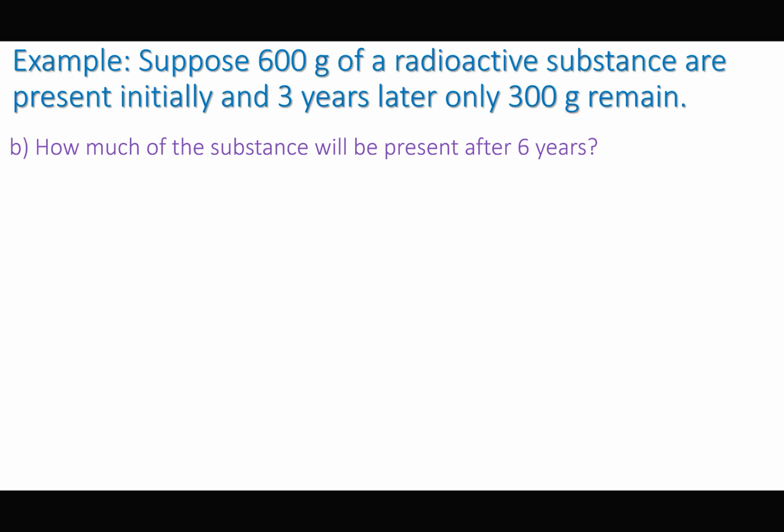I say, well, how much will be there after 6 years? And so y represents that amount that's going to be there. 600e to the negative 0.231 times 6. Put that right there in my calculator, and I have 150 grams remaining.